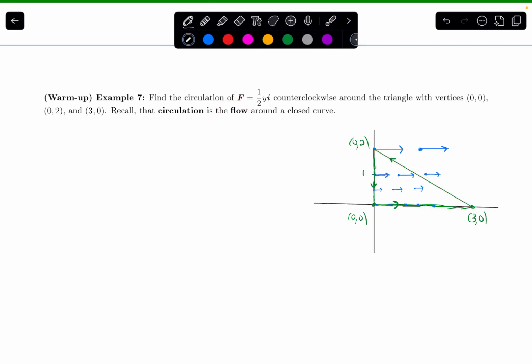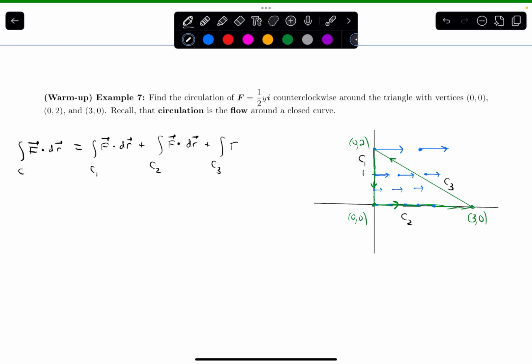All right, so let's remember that our formula for circulation, for flow, is I do a line integral over my curve, my vector field, dot dr. Okay, and because I have a triangle, there are these three sides, which I'll label. Let's call the one on the left C1 and the bottom one C2 and the one on the right C3. I need to split this up into three pieces. So I'll do the line integral over C1 of F dot dr plus the line integral over C2 of F dot dr plus the line integral over C3 of F dot dr.